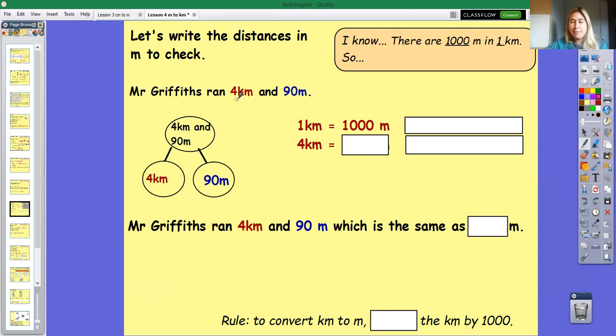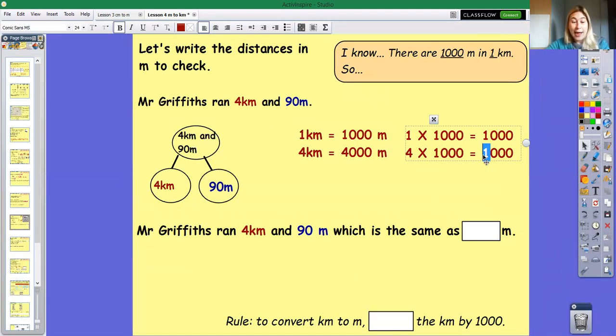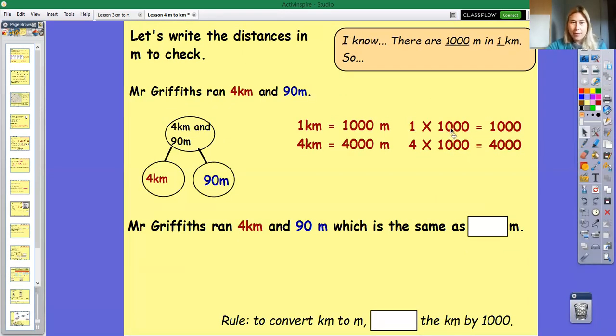So let's look at Mr. Griffith's distance here. He ran 4 kilometres and 90 metres. So let's think about how we can write that in metres, just metres. So we're going to need to convert our kilometres, aren't we? So let's think, 4 kilometres and 90 metres, I've partitioned it there. Let's work out what the kilometres would be in metres first. So I know that 1 kilometre is 1,000 metres, because I've times my kilometre by 1,000. So 4 kilometres is 4,000 metres, because I would need to do 4 times 1,000. Now, we already knew that actually from earlier, didn't we? So we're going to keep thinking about what we know.